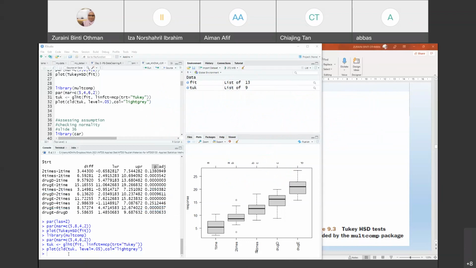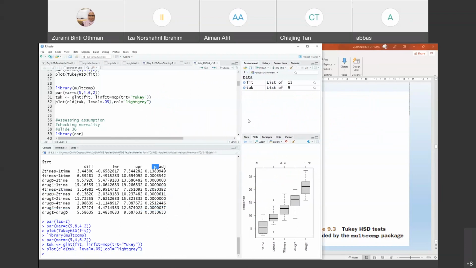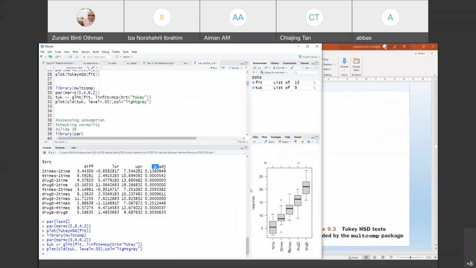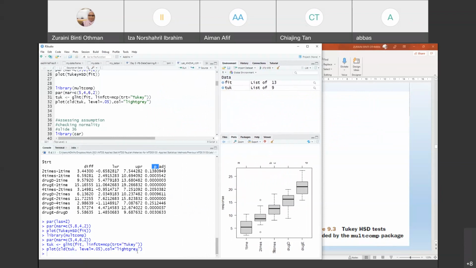Later, when we get more code that we use for this analysis of variance, maybe you will get some idea what the p-value means for your experimental design. Okay.